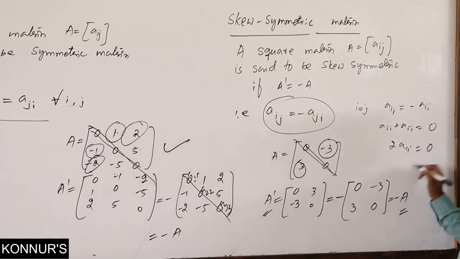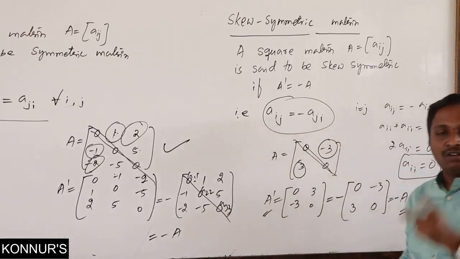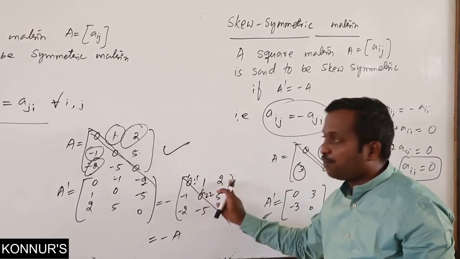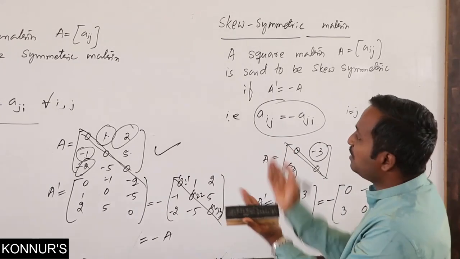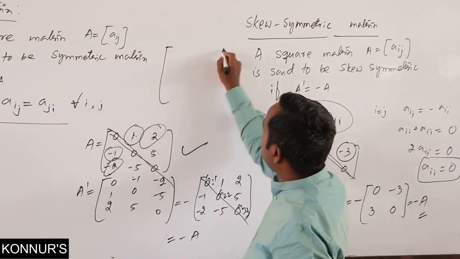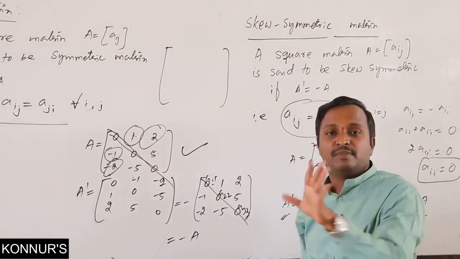2Aii equal to 0. Aii equal to 0. So where the diagonal elements are there, those elements must be 0, and non-diagonal elements. Skew symmetric means opposite sign elements, if I fold about the principal diagonal. One more example, I will finally conclude the point, the skew symmetric matrix definition.